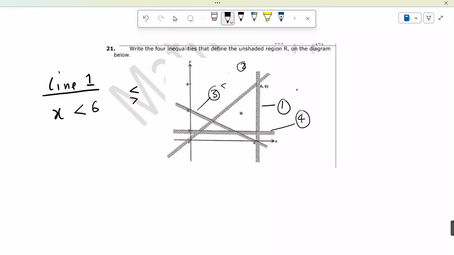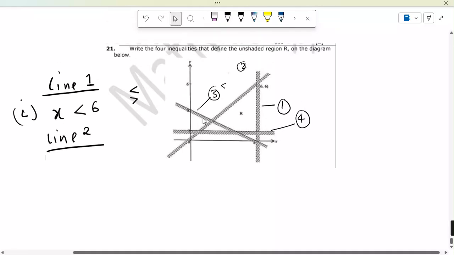If R was this side, we would have said x is greater than 6. Now R is this side where x is less than 6, because greater than is going this side. Okay, so our first inequality is x is less than 6. Now line 2. So we come to line 2.